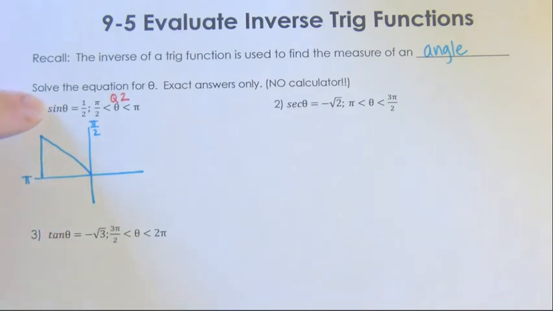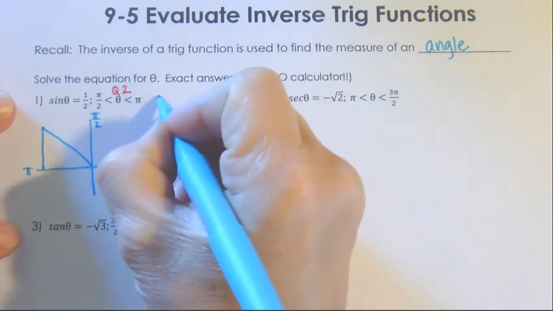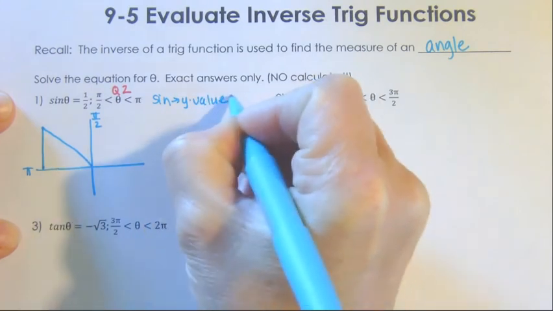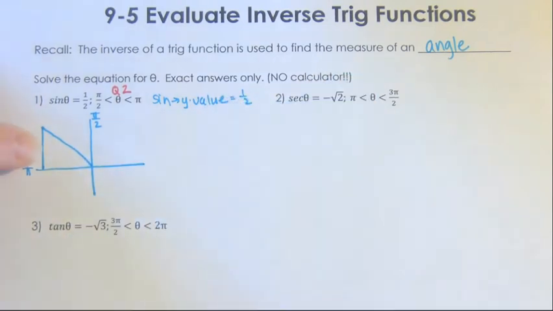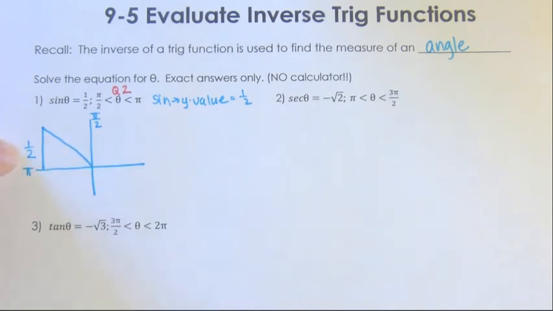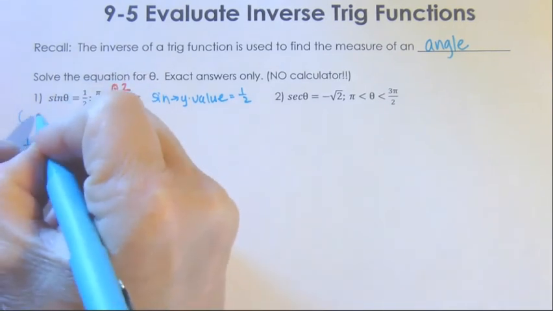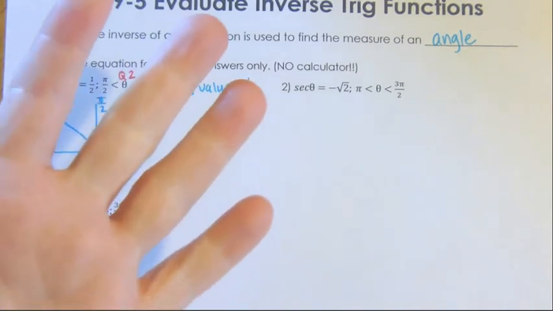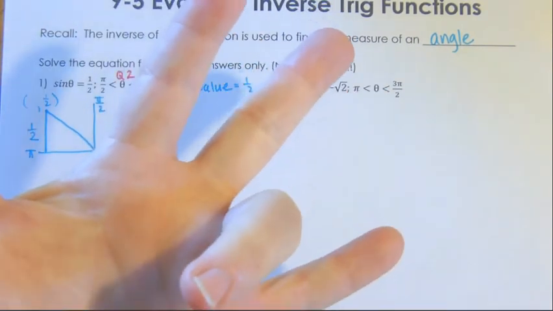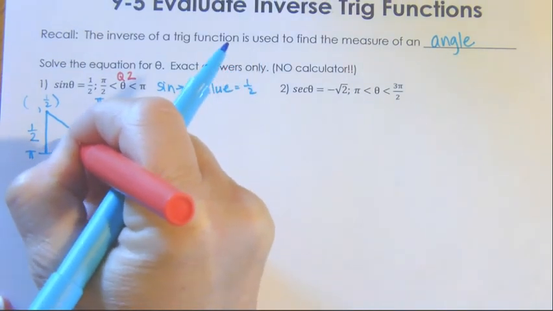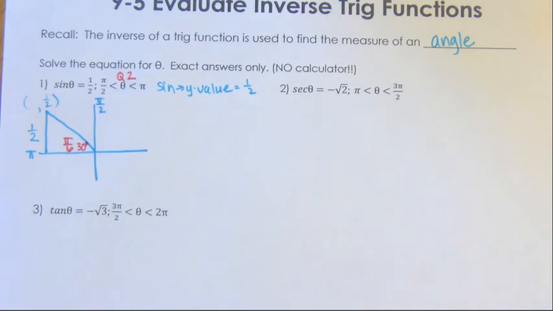Sine of theta is 1/2. So remember, sine means the y value. And if the y value is equal to 1/2, this side of the triangle is 1/2. If I was looking at those ordered pairs, if the y value is 1/2, this is the 1/2. If you want the 1 to be on the right side, that would give us a 30-degree angle. 30 degrees is the same as pi over 6.